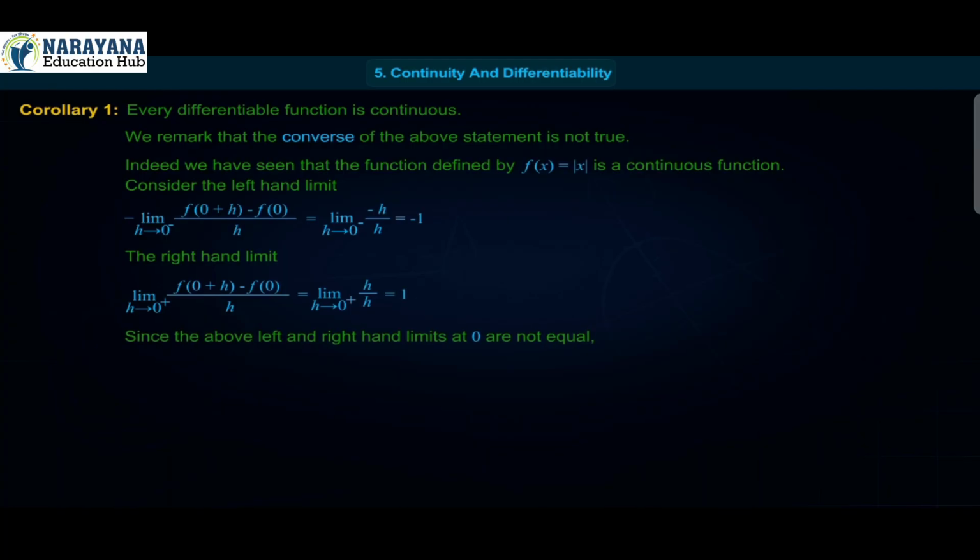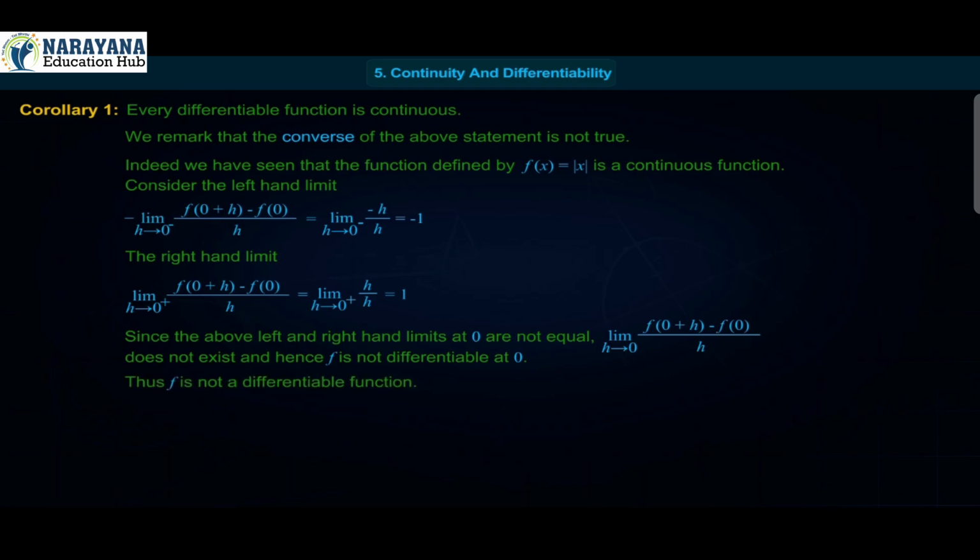Since the above left and right hand limits at 0 are not equal, the limit as h tends to 0 of (f(0 + h) - f(0))/h does not exist, and hence f is not differentiable at 0. Thus, f is not a differentiable function.